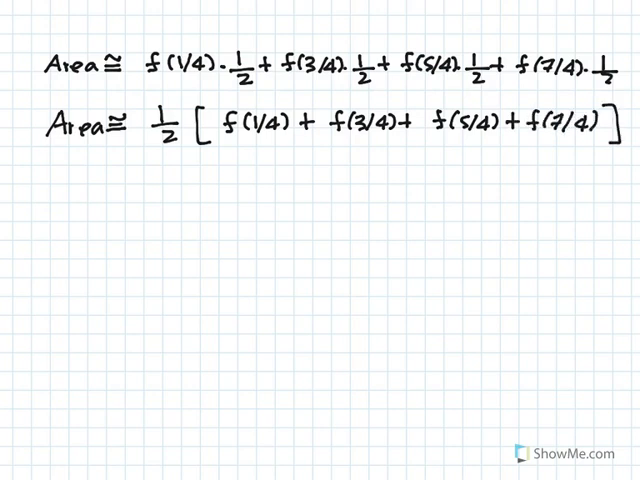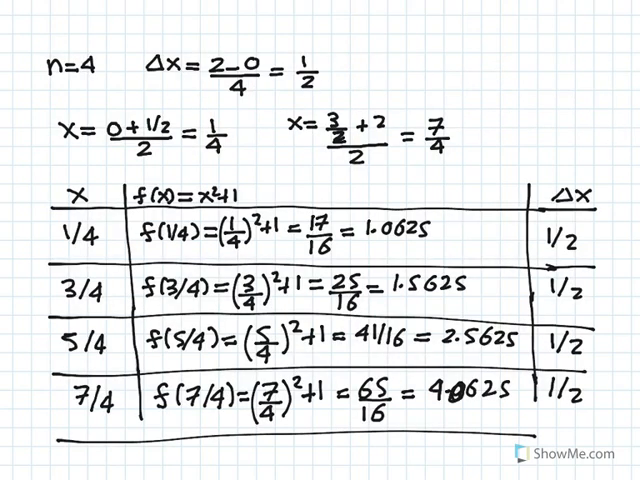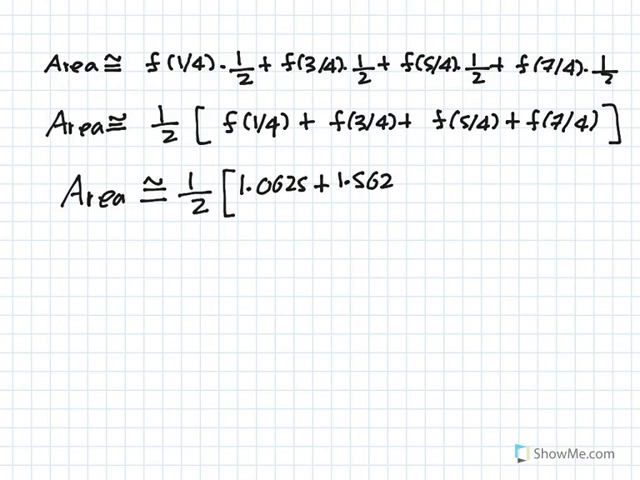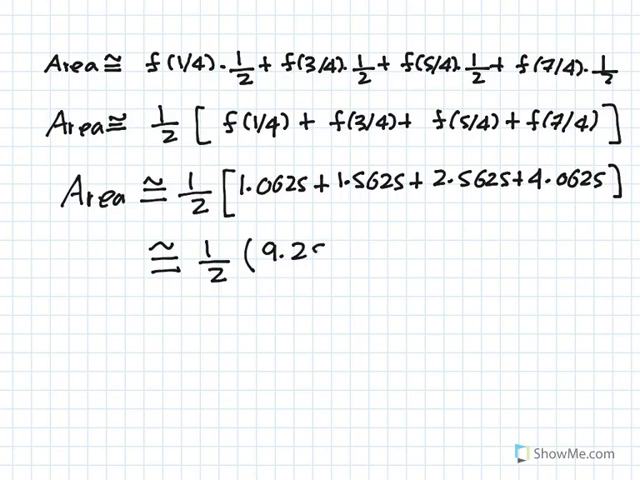But these functional values have all been calculated on the previous page. On page 2, you will see that we calculated all those functional values. So let's just plug those in. The area is approximately equal to 1/2 times f of 1/4, that's 1.0625, plus f of 3/4, that was found to be 1.5625, plus f of 5/4, that is 2.5625, plus f of 7/4, that's 4.0625. Let's add up all these numbers, and we get 1/2 times 9.25.